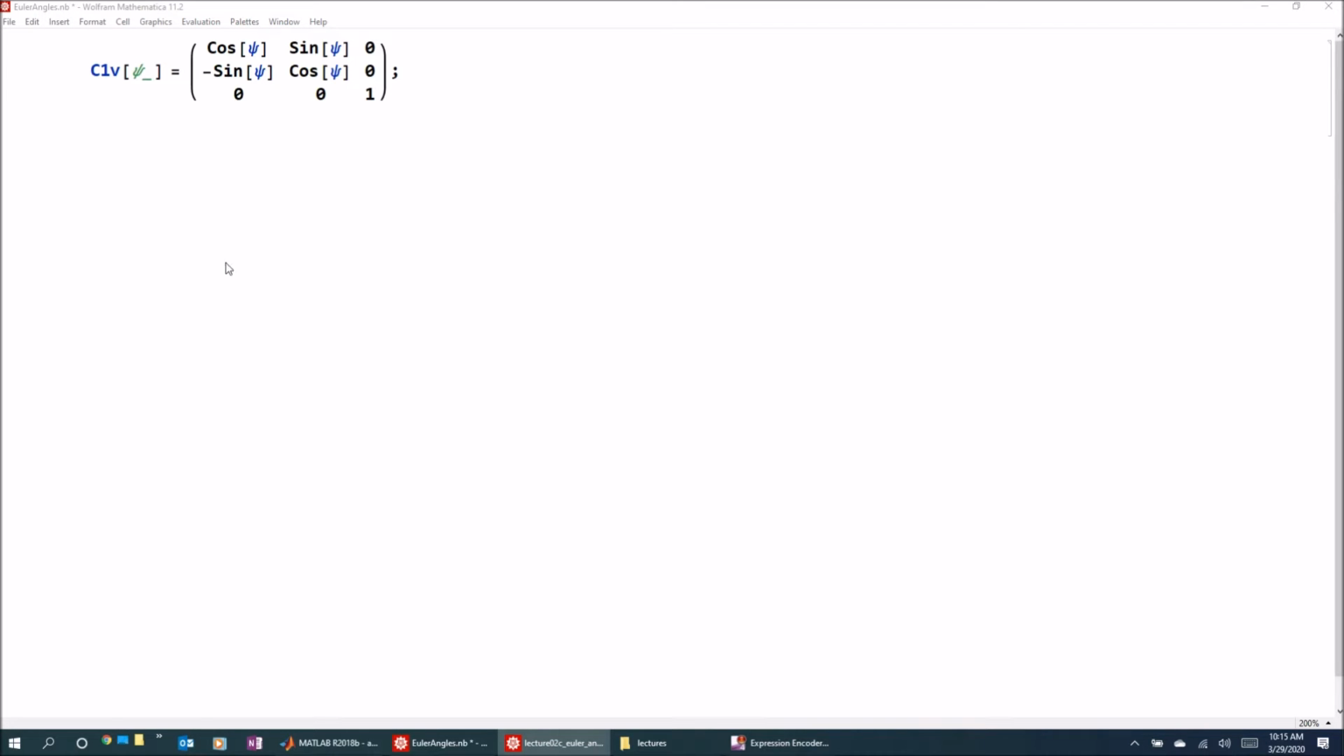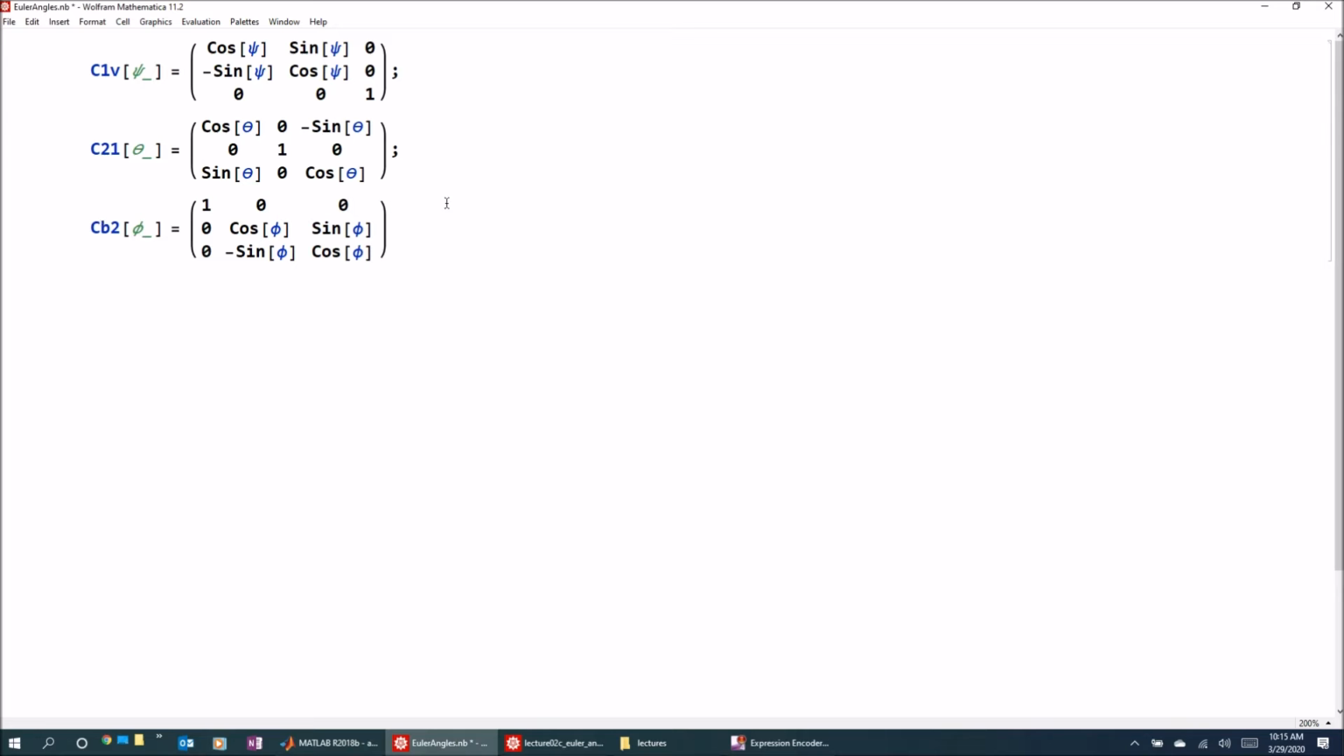And then the second rotation matrix, I've got this already copied here, so you don't have to watch me type it all in. This is going from the 1 to the 2 frame over the angle theta. And finally, the third rotation matrix, which was going from the 2 to the body frame over the angle phi, was something like that. Now we can go ahead and get the final rotation matrix. Let's shift enter and get those into Mathematica first.